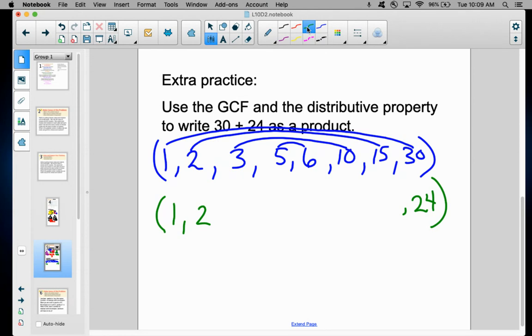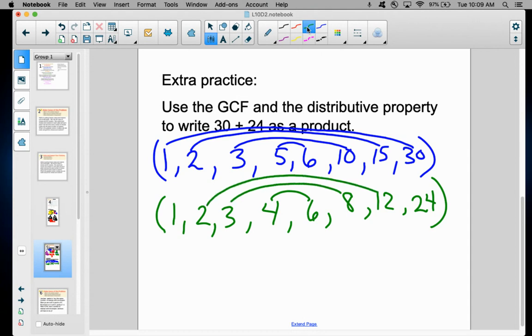2 is a factor, 2 times 12. 3 is a factor, 3 times 8. And 4 times 6 is 24. So we have our factor pairs here. And those arches, pair those up. Now I'm going to switch to yellow so that I can circle everything that's the same. Our 1s, our 2s, our 3s, and our 6s are the same.